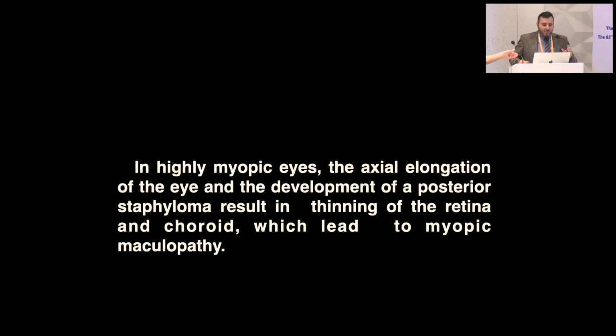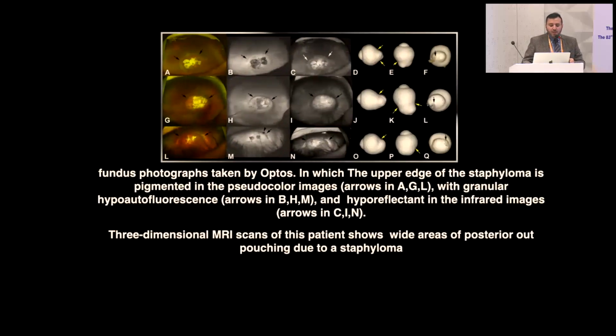I'm talking today about macular buckling, different techniques. In high myopic eyes, the axial elongation of the eye is a very challenging condition, and the development of the posterior staphyloma results in thinning of the retina and choroid, which lead to myopic maculopathy. As we see here, fundus photography taken by Optos, in which the upper edges of the staphyloma are pigmented in the pseudo-color images with granular hypoautofluorescence.